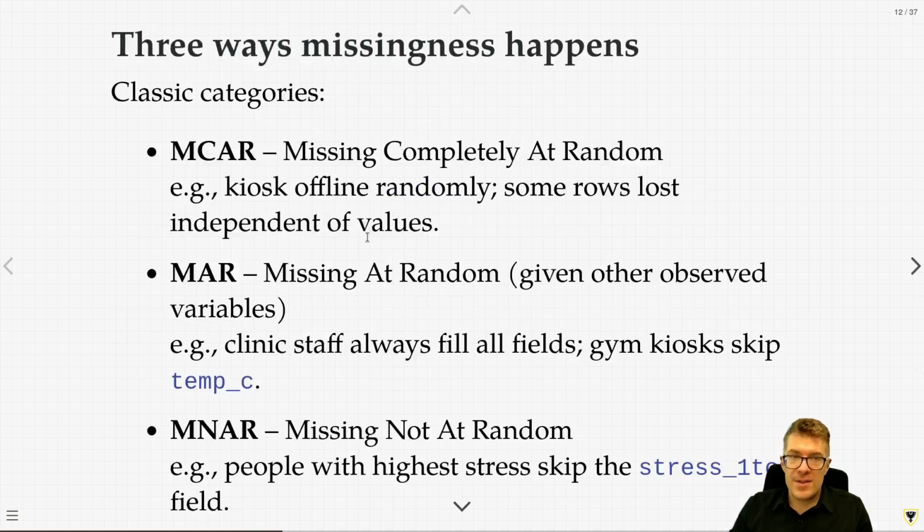So here are three ways missingness can happen generally. There are some classic categories. There's missing completely at random. If the kiosk randomly turns off or doesn't send the data, then some things will be missing totally at random. Picture a big table of results, and just completely all over the place, without any sort of rationale, some elements are just missing, kind of poked out of there.